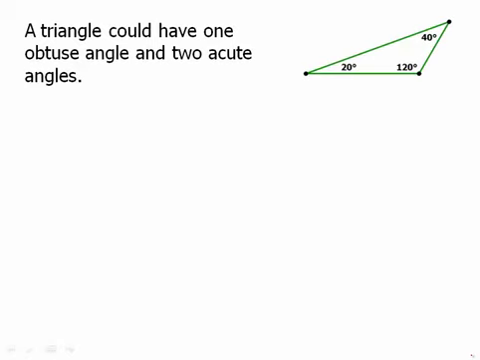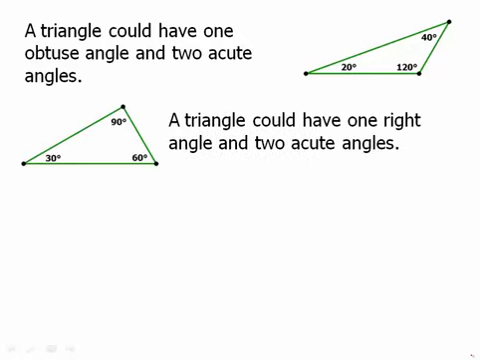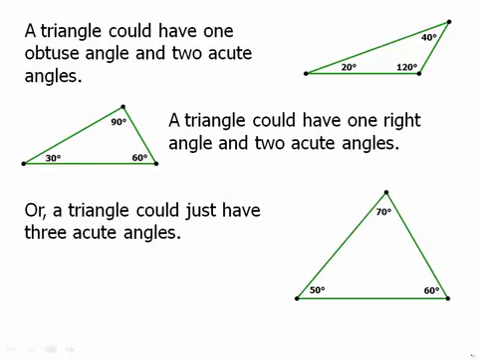So we have a diagram here. And incidentally, all the diagrams in these lesson videos are drawn to scale. So that is a scaled diagram of a triangle with 20, 120, and 40 degrees. A triangle could have one right angle and two acute angles. Here's a 30, 60, 90 triangle. Or a triangle could have three acute angles. So 50, 60, and 70 degrees.